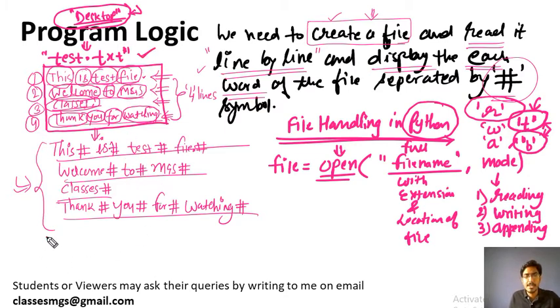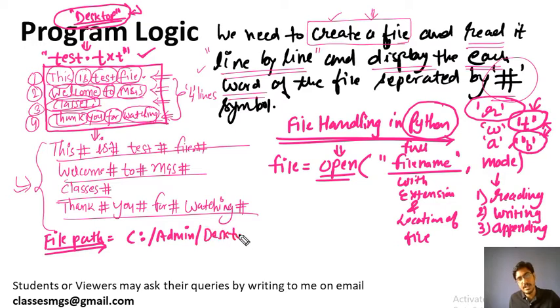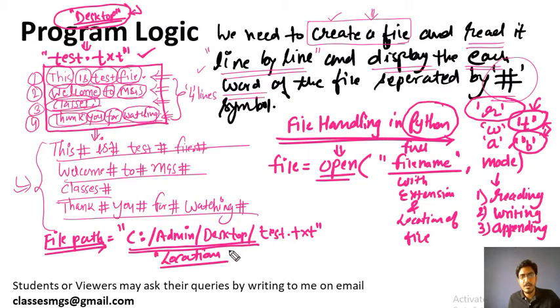Then you should know the file path of the file, at what location this file exists. Let's suppose this file exists on C, under the username, let's suppose the admin account, then you have the desktop folder, and in this desktop folder the file name is test.txt. This is how the file location is defined. This is the location at which the file is residing, and this is the file name.